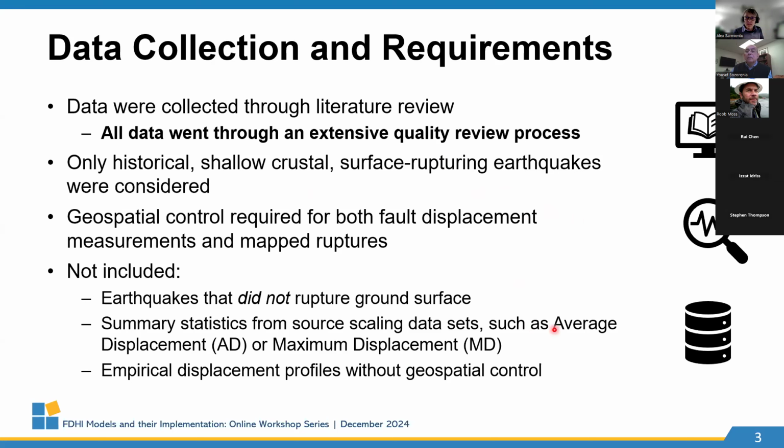And the kind of summary statistic data sets that give average displacement or maximum displacement, those are also not in this database because they lack the geospatial and related information. And similarly, the slip profiles or empirical displacement profiles also lack geospatial control and are not included.